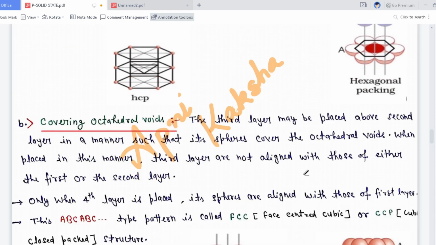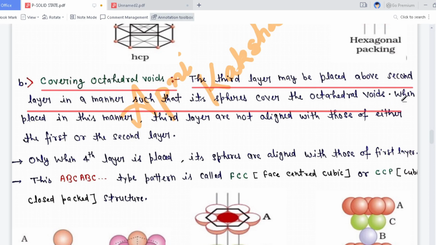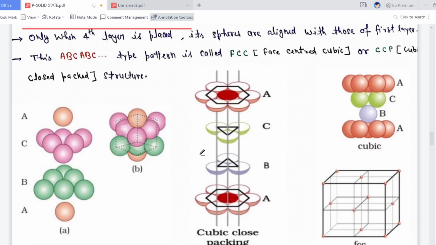Next we have covering octahedral voids. We just covered tetrahedral voids. Now we'll be covering octahedral voids. The third layer may be placed above the second layer in a manner such that its spheres cover the octahedral voids. When placed in this manner, the third layer is not aligned with those of either the first or the second layer. So we can see this here.